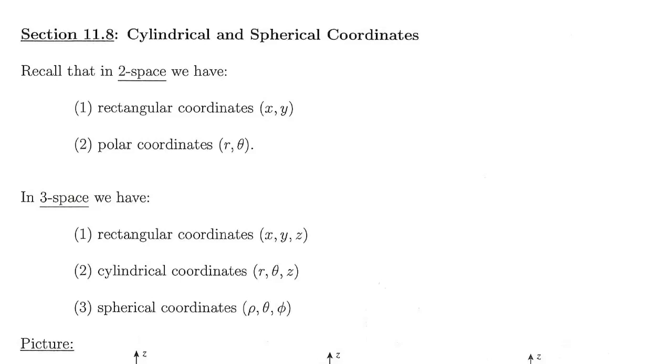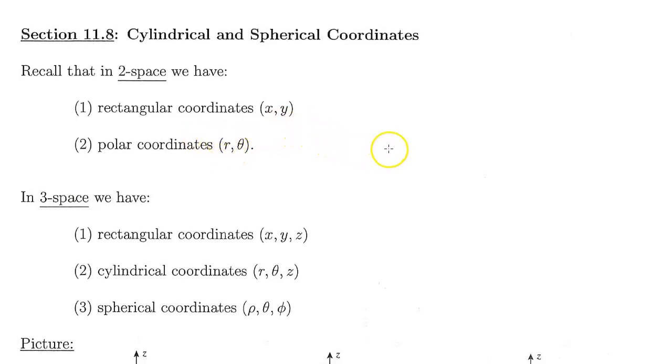In this video, we're going to talk about cylindrical and spherical coordinates. Now, let's recall that in 2 space we have both rectangular coordinates, x comma y, and polar coordinates, r, theta. And we can convert back and forth between rectangular coordinates and polar coordinates. And we've talked about that before.